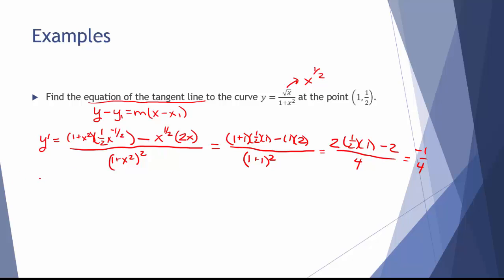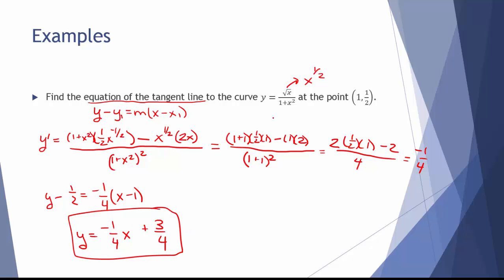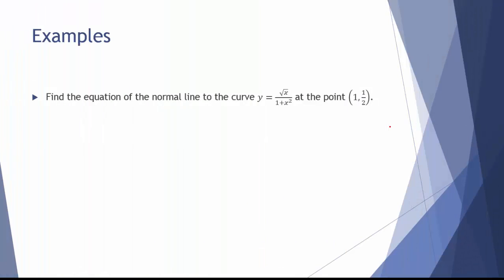Now that we have the slope, we're pretty much there. We just need y minus the y value, which is 1/2, equals the slope, which is negative 1/4, times x minus the x value, which is 1. So if we isolate the y, we'll get negative 1/4 x, plus 1/4 plus 1/2 for plus 3/4 total. There is the equation of the tangent line to this curve at the point (1, 1/2). So keep that in mind as we take a look at the next example.